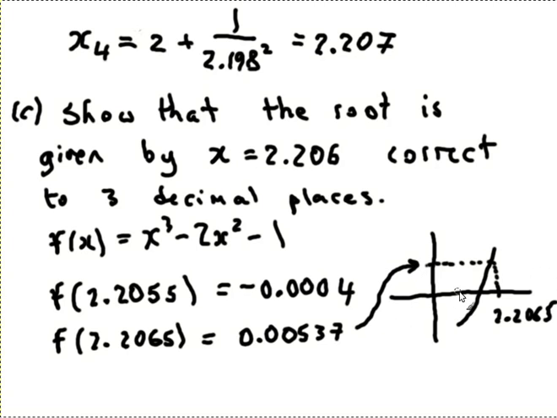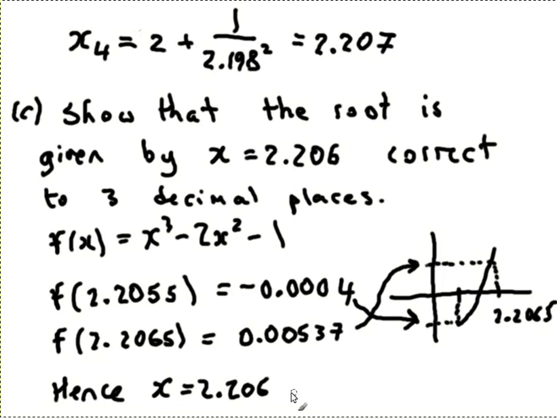But when you plug in 2.2055, you get a negative number popping out there. And that shows that's supposed to be 2.2055 on the left-hand side of the curve there. That is enough to show and enough to conclude. Hence, x equals 2.206 correct to 3 decimal places. And that is all there is to it.